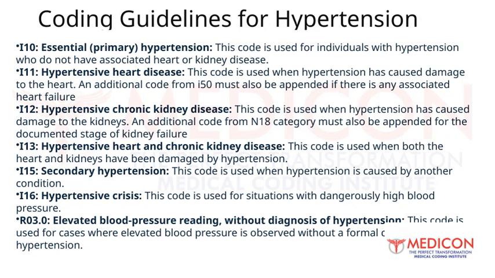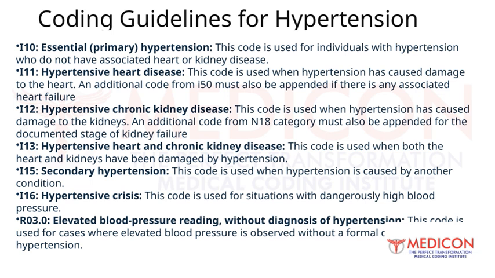Let's take a closer look at the coding guidelines for hypertension. When documenting essential or primary hypertension, we use the code I10. This applies to individuals who have high blood pressure but no associated heart or kidney disease. It's the most straightforward case.